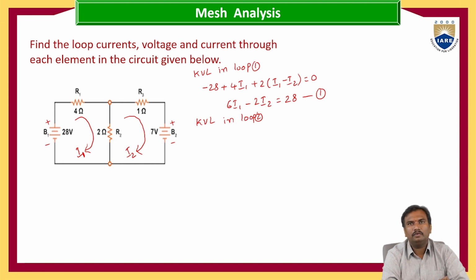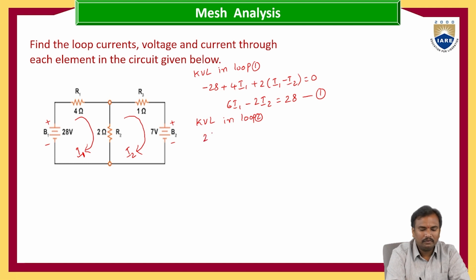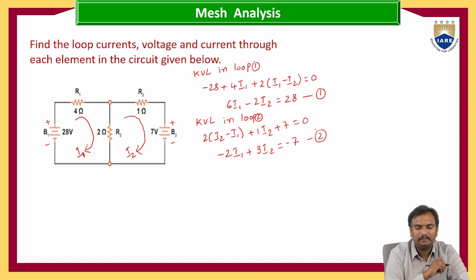KVL in loop 2. When we are writing the KVL in loop 2, we have to assume that I2 current has higher magnitude. So that is 2 into I2 minus I1 plus 1 into I2 plus 7 volts, because current is entering the positive terminal of voltage, which is equals to 0. Now we'll get minus 2 I1 plus 3 I2 is equals to minus 7. This is equation number 2.